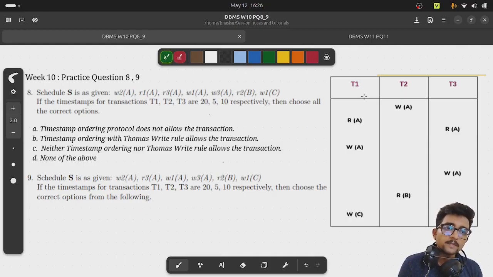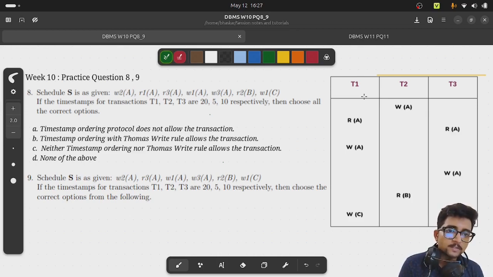Now that doesn't mean that T2 will be executed completely before executing T1 and T3, as we know that we are dealing with interleaved concurrent systems in the database engine. So it might so happen that although T2 came first, due to interleaving of instructions, some instructions of T1 and T3 will be executed before completing all the instructions of T2 because of concurrency.